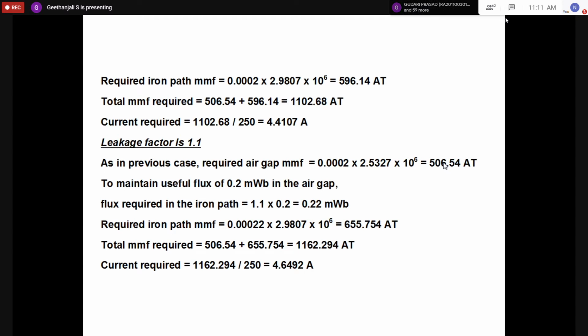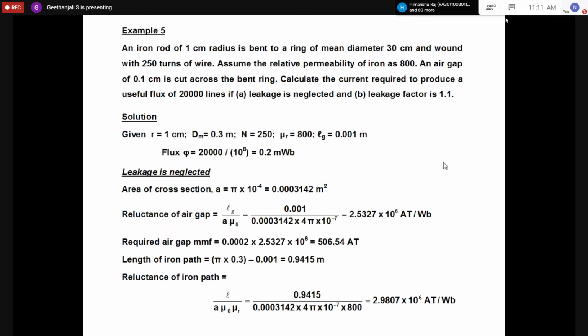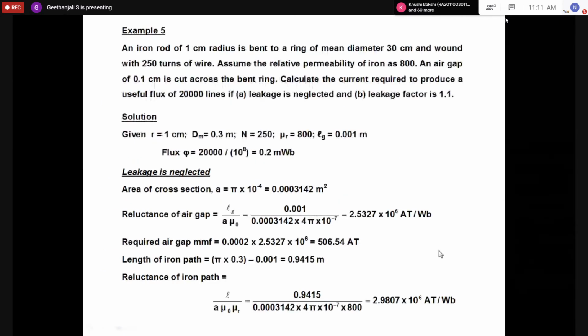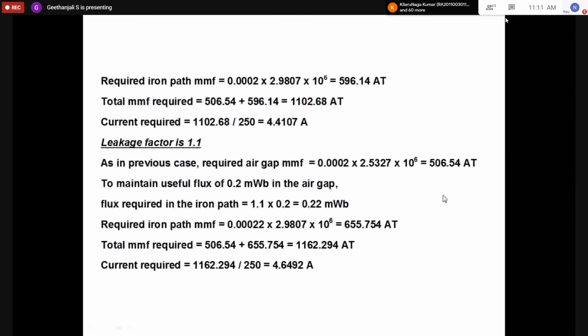Required iron path mmf is equal to 5s. We have calculated the s value here, 2.98. This value. We need not calculate again, just substitute. That's all.